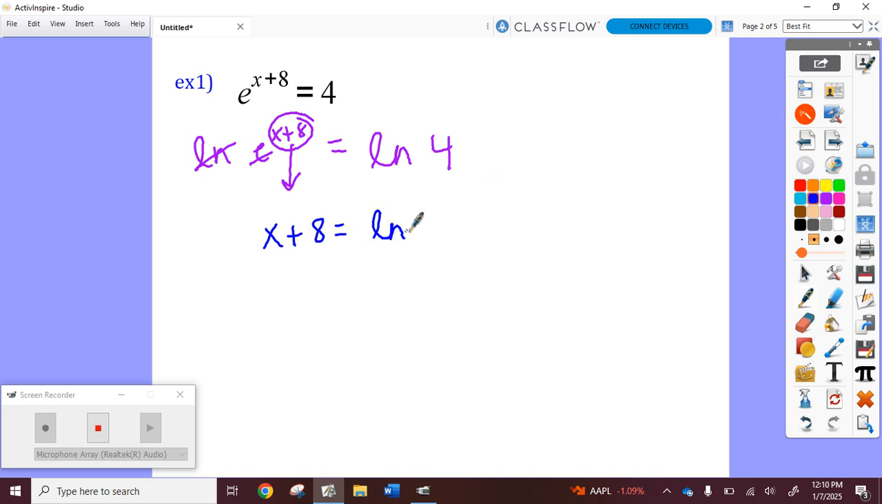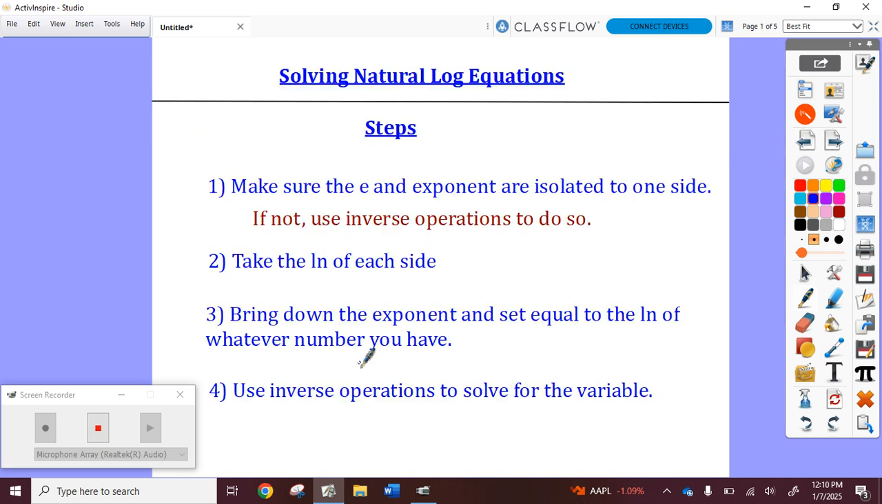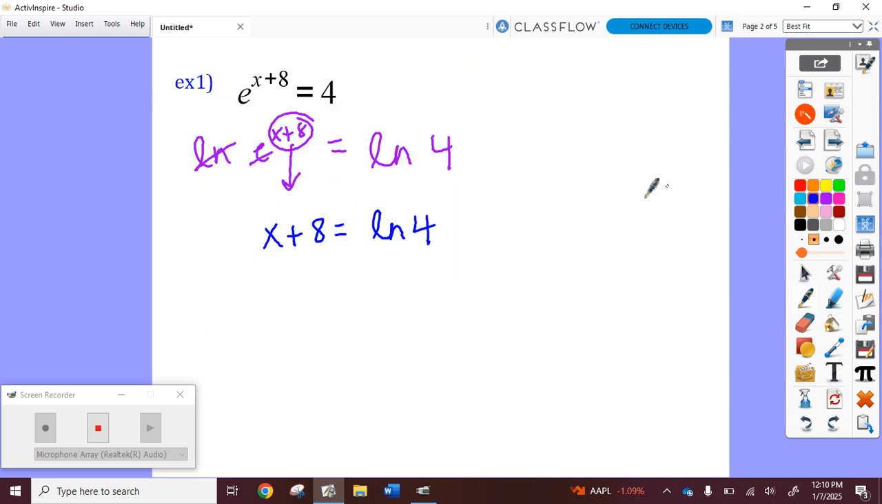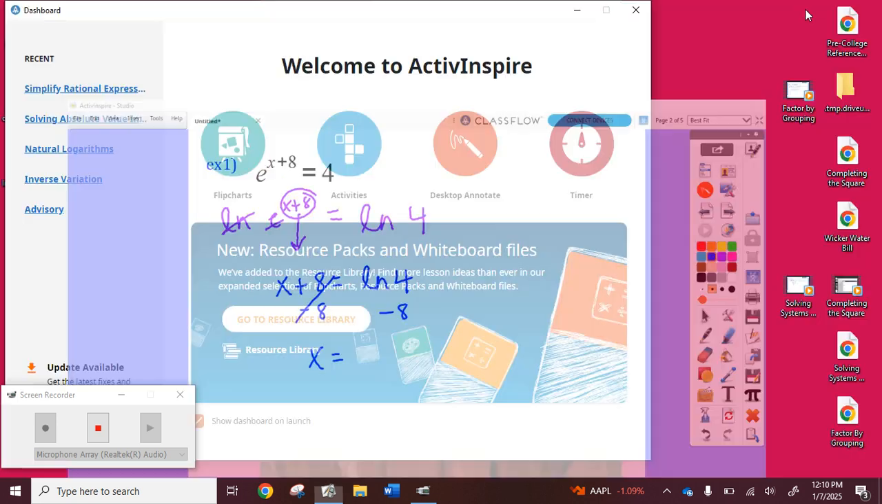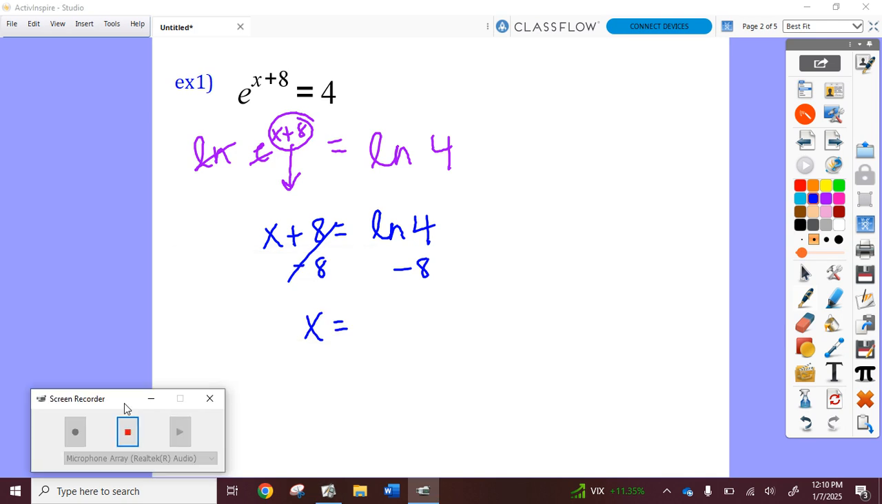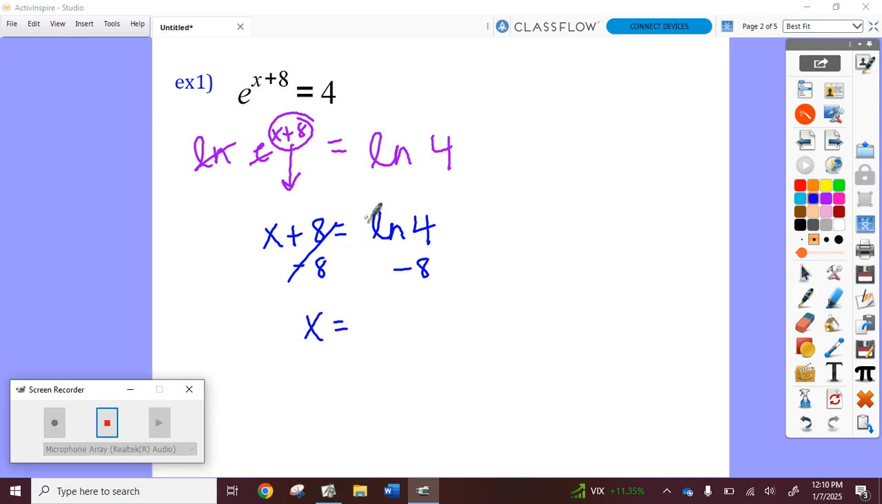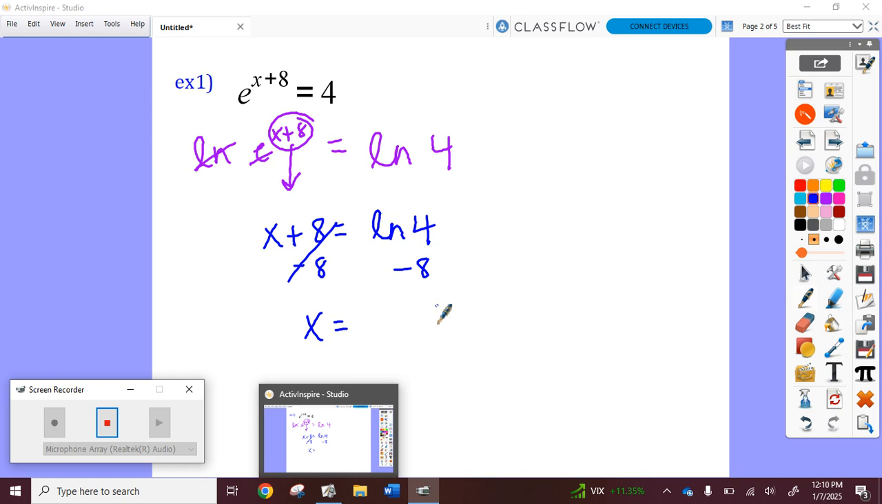Then I'm going to use inverse operations to solve for the variable. So to get x, I need to subtract 8 from both sides. And then x is going to be equal to whatever this is. So now I'm going to get my calculator and put it in. Oh, I should have had this ready. Your natural log button, you're going to have to use the yellow control button. And then you're going to click on that e.